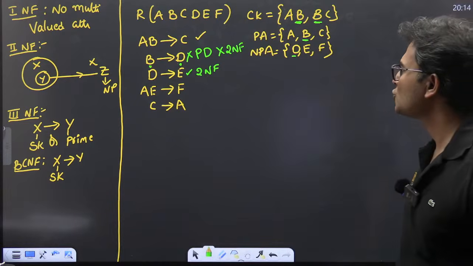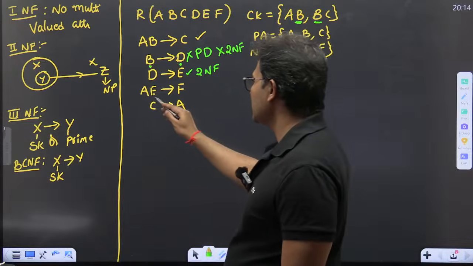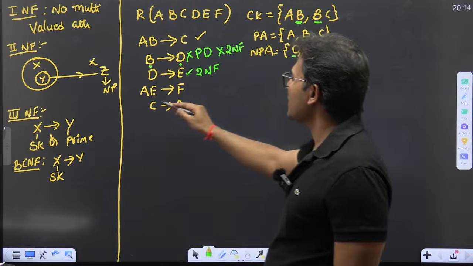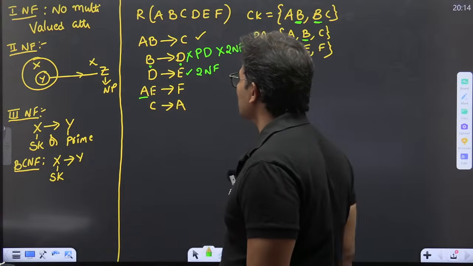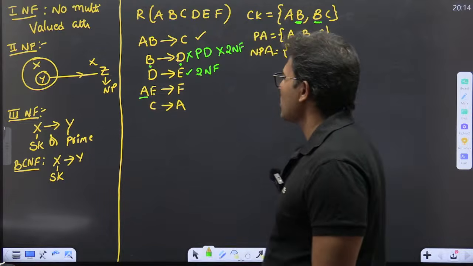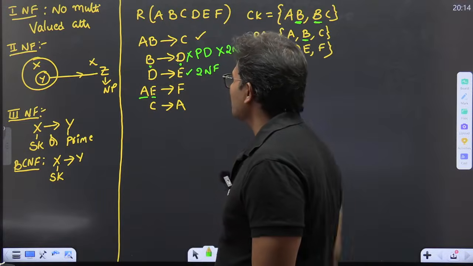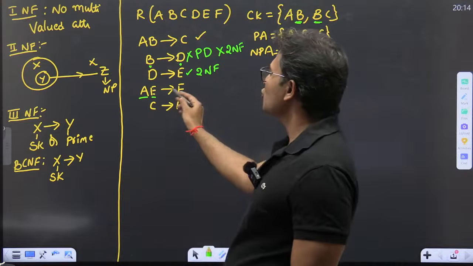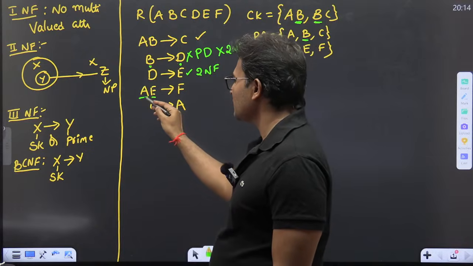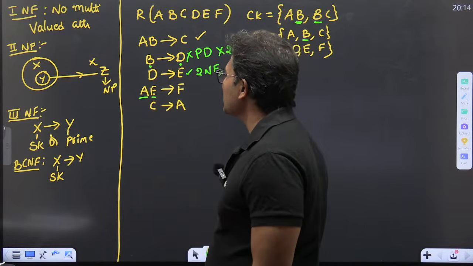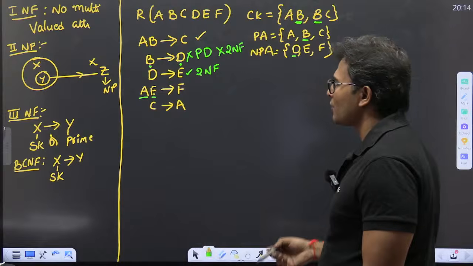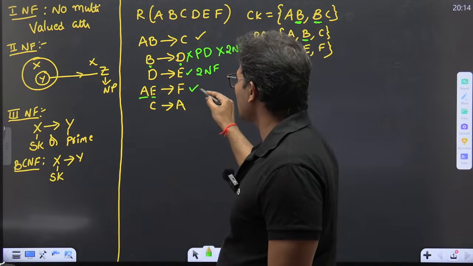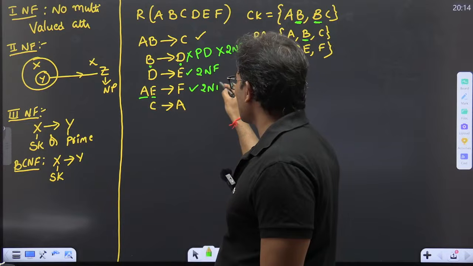So now what about this A and E determining F? See, A is a prime attribute, right? And E is a non-prime attribute. Therefore, there is no partial dependency. In partial dependency, what happens? On the left-hand side there will be only prime attributes, and only some of them, not the entire candidate key. So this is also not a partial dependency. This is in second normal form, right?